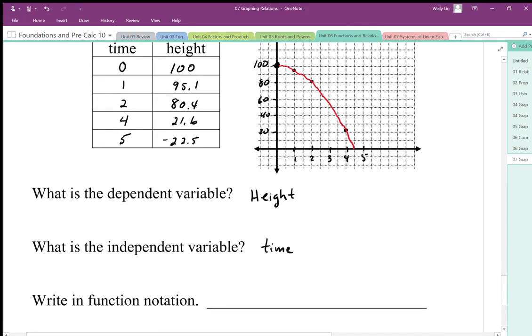In function notation, I should write it like this. F of x, my output, is equal to: we start with 100 meters, and then we're going to take away 4.9 times the time squared. So there's my function notation. Actually, it's going to be my x squared, unless I want to change this to t.